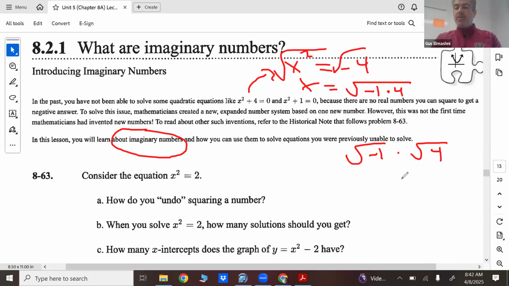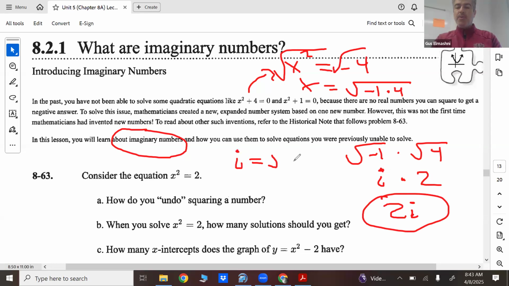All right. So what's root 4? 2. Now here's the new concept. Root -1 can be rewritten like this. Wait, say it again. It's an imaginary number. We write it as i. So i equals root -1. So this just expands our solution set. That's all it does. That's why we write it like that, because it's imaginary. I know.